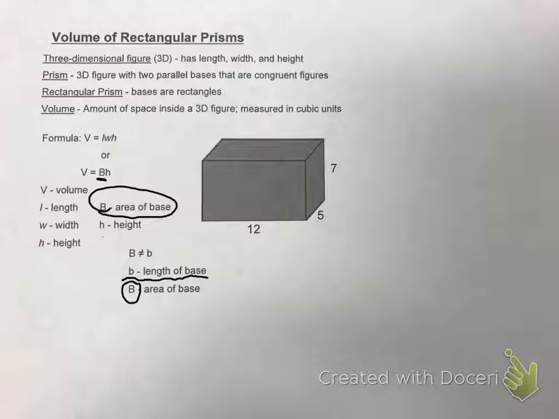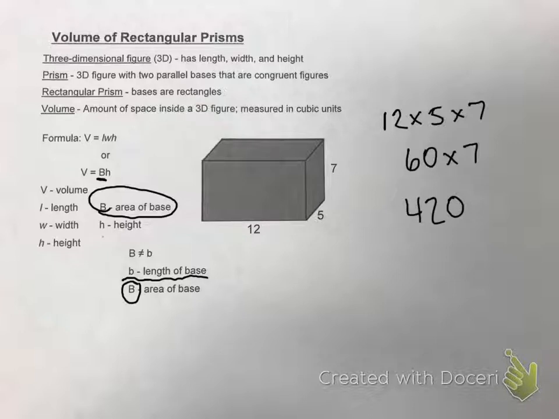So looking at this first example here, we've got the dimensions of 12, 5, and 7. So we're just going to multiply those numbers together to find the volume of this shape. So 12 times 5 gives us 60. 60 times 7 is 420.